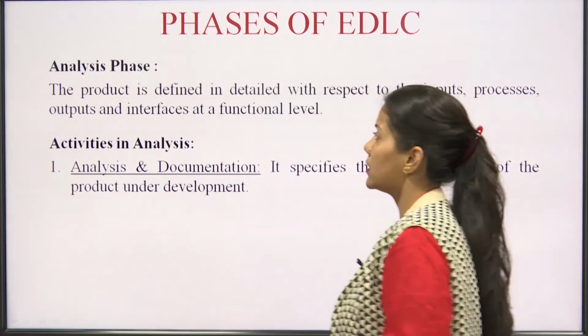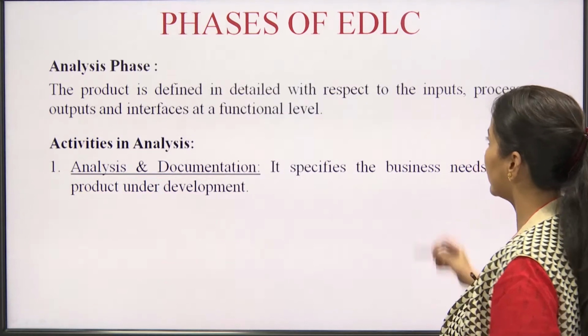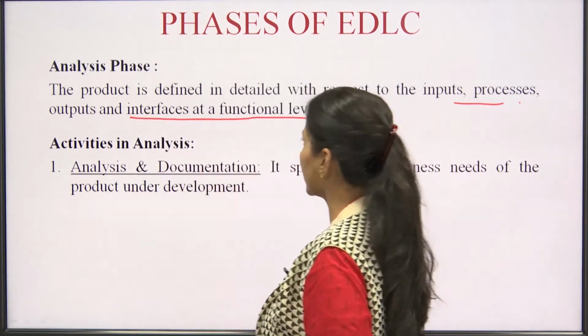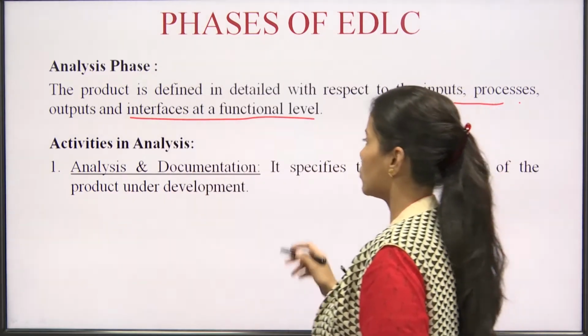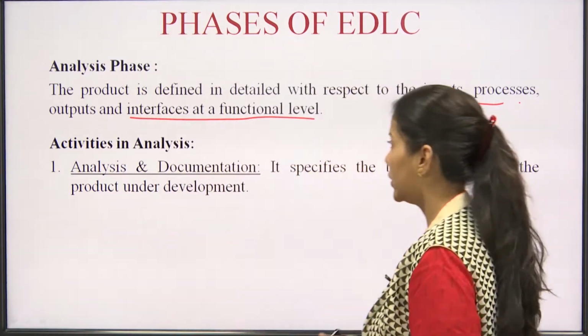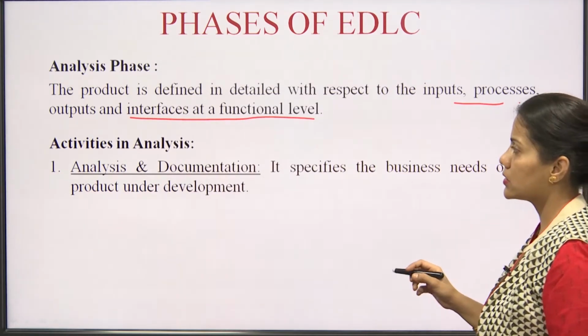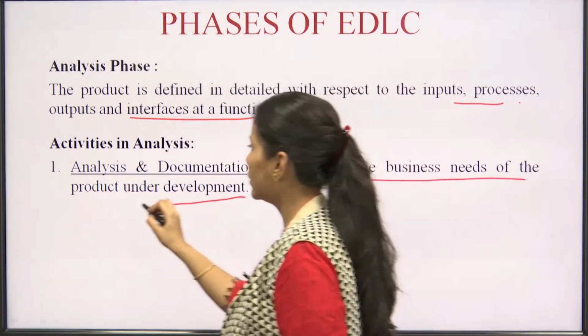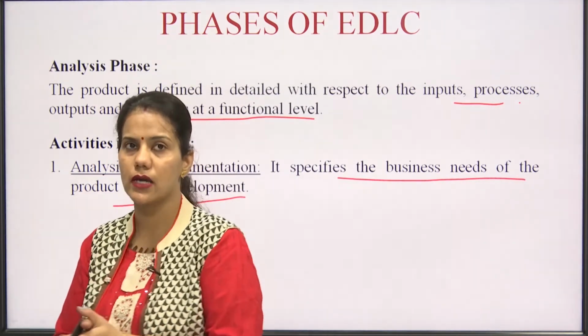Now, we come to the analysis phase. The product is defined in detail with respect to the inputs, processes, outputs and interfaces at the functional level. So, all the analysis has to be performed. Activities involved in the analysis phase are, first, it specifies the business needs of the product under development, that is the analysis and documentation.